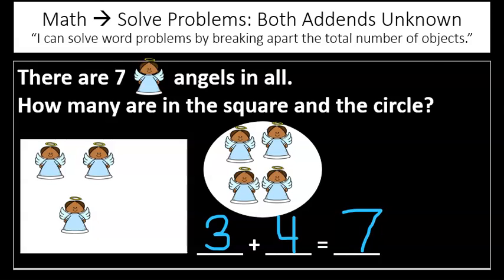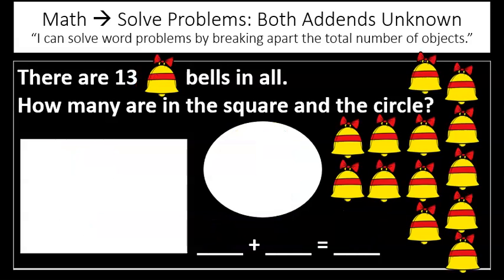Now, let's come to another example, okay? Look at your screen because I changed it. Same thing, we have to read our word problem here and our question to see what it's asking us. Let's read it together. Here we go. There are 13 bells in all. Now, let's read our question. How many are in the square and the circle?